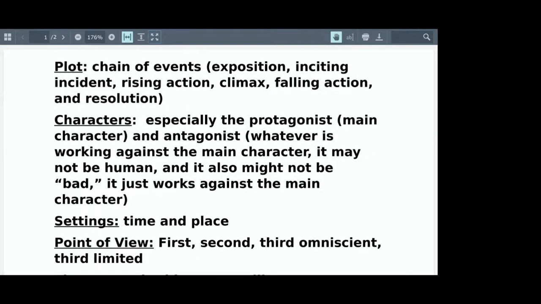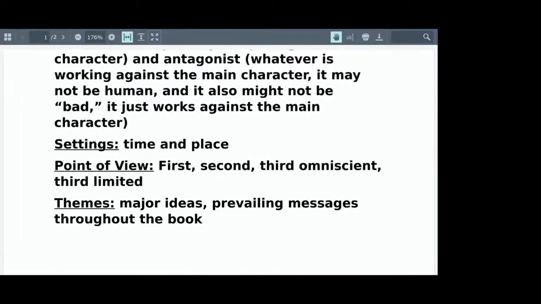And then the antagonist, whatever's working against the main character. So it might not even be human, right? It's not necessarily a bad thing. It's just working against our protagonist. And it could maybe even be the protagonists themselves, all right? Maybe they're working against themselves. So we'll talk about that as well. But these characters are another element. And then, of course, there's all the other minor and major characters. Settings, the time and place that we talk about in our stories.